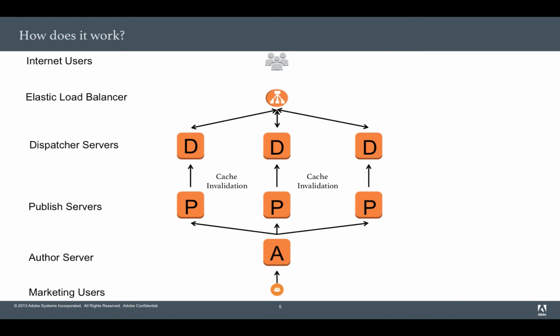So when a request comes in from an internet user, it hits the Elastic Load Balancer, goes via the dispatchers, and hits the publish servers. The publish servers render the content, and once the content is rendered on the publish servers, the request is routed back to the user via the dispatchers. At that point, the dispatcher caches the content on it and also sends out the response to the requesting user. Subsequent requests for the same content are served from the dispatcher server.